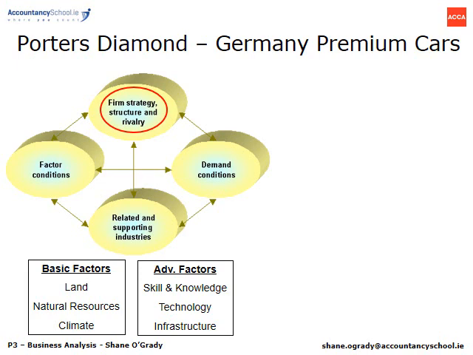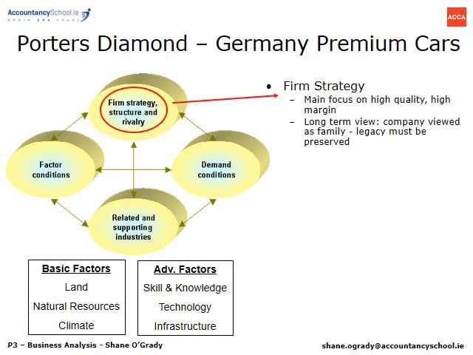The last one then that we look at has a number of components to it: firm structure, strategy, and rivalry. So let's look firstly at firm strategy. The strategy, as I explained previously, in Germany has been to focus on high quality, high margin, and there's very much a long-term view.